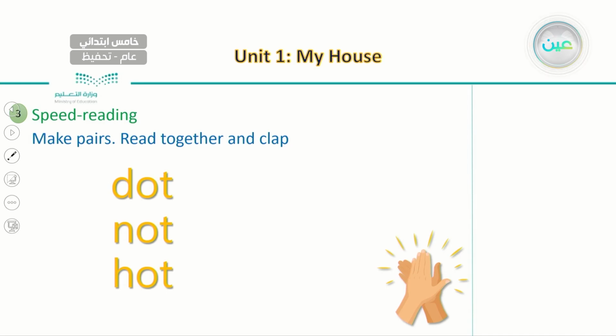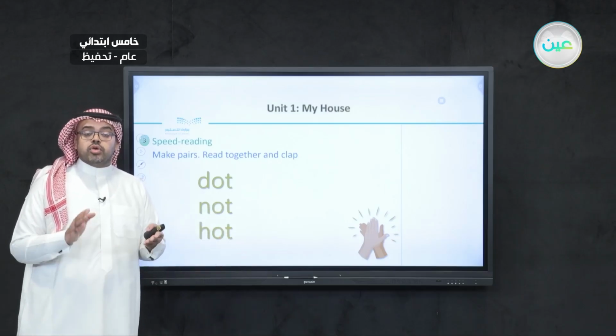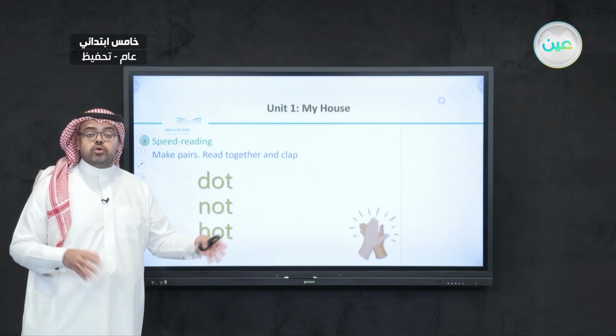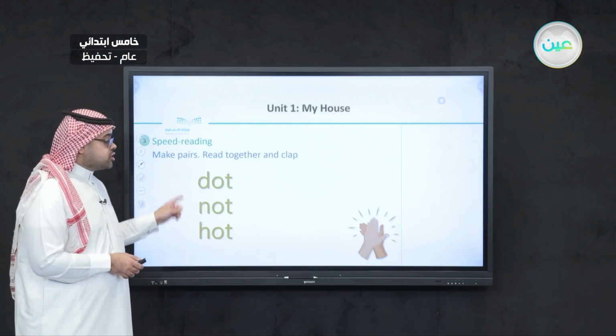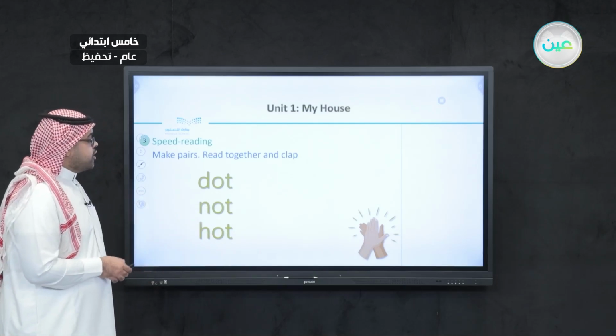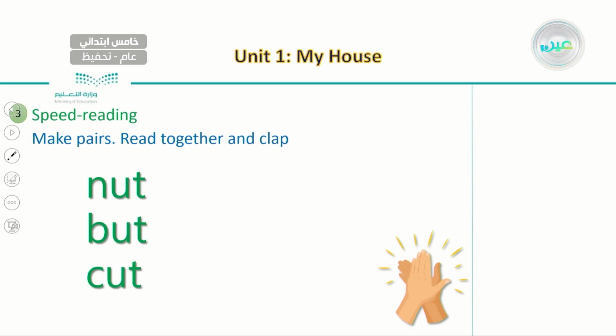Now you can switch. When you are together, making pairs, you can clap when each one of you says these 3-letter words. Dot, not, hot. Now, let's move on to the other 3 words, which are nut, but, cut.